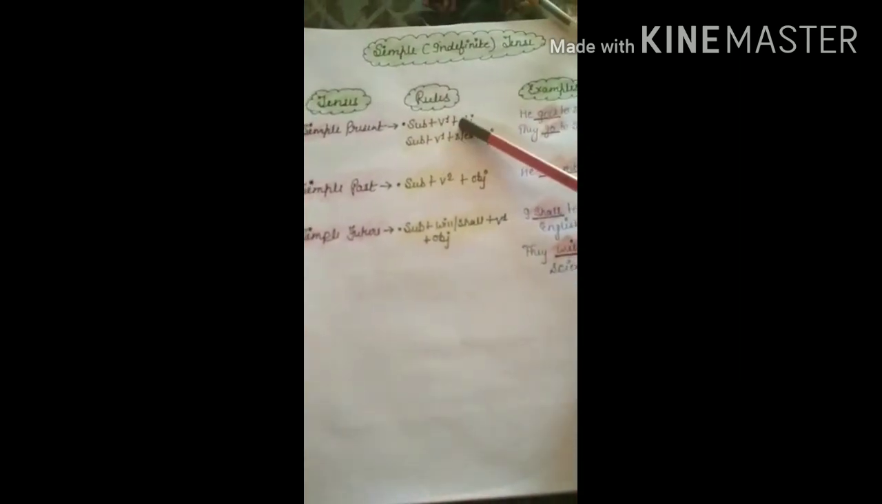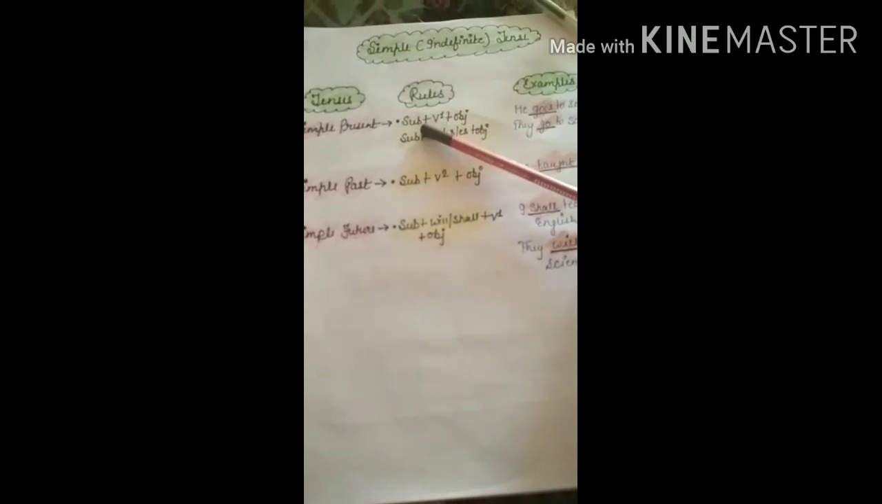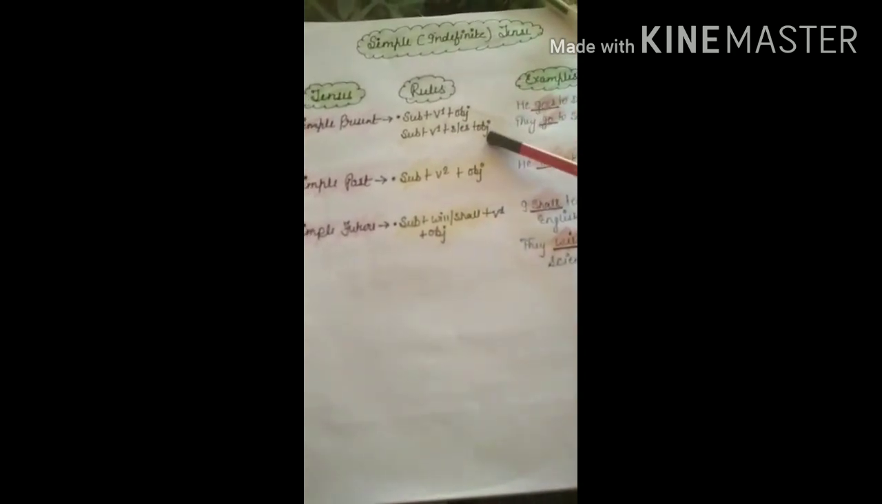Let's discuss its structure. First, subject plus V1. V1 means first form of the verb, plus object. Subject plus V1 plus S or ES plus object.